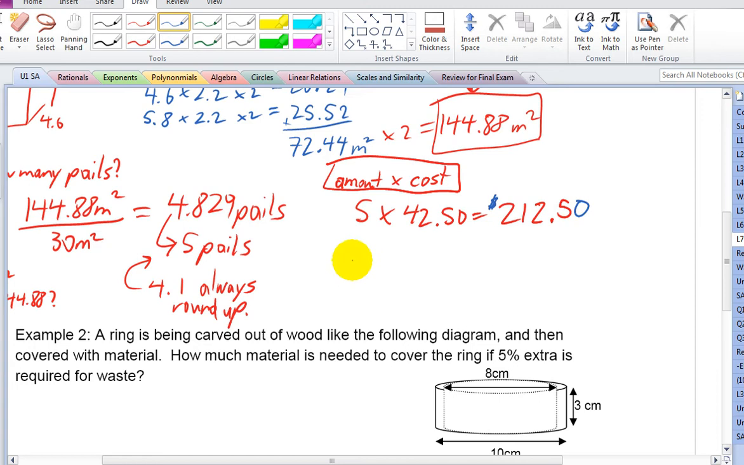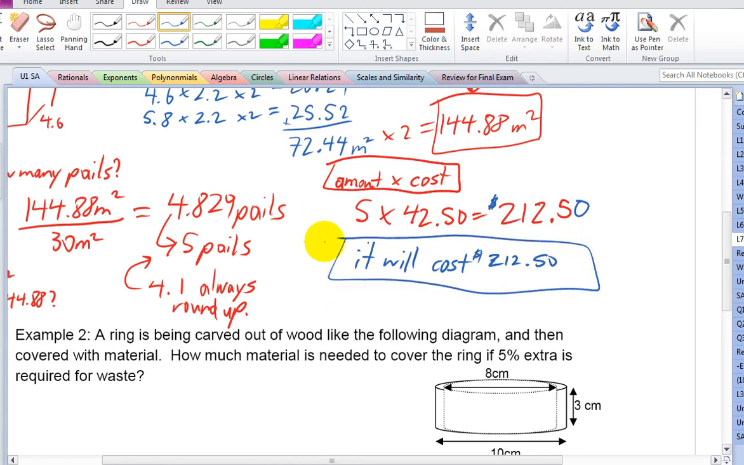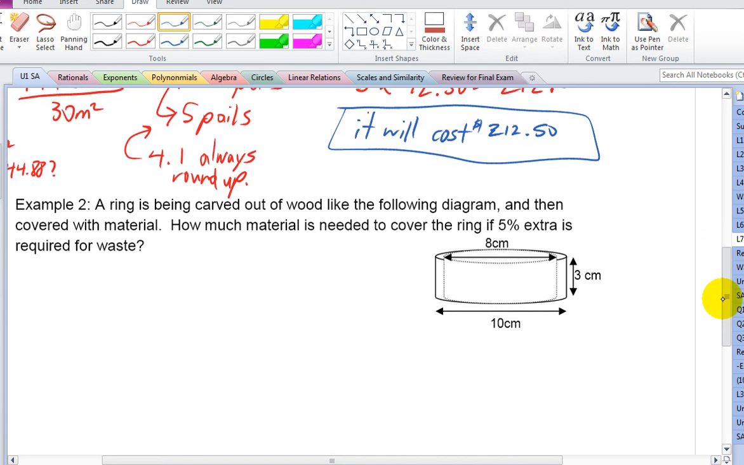Quick little sentence, okay? It will cost $212.50. And don't forget to put it in a box so Mr. Barker finds it easily and marks it right without looking at anything else. Okay? Any questions? Not bad. Okay. Next.